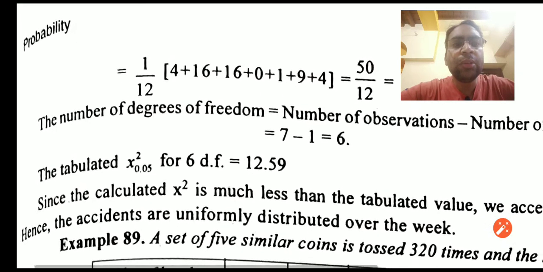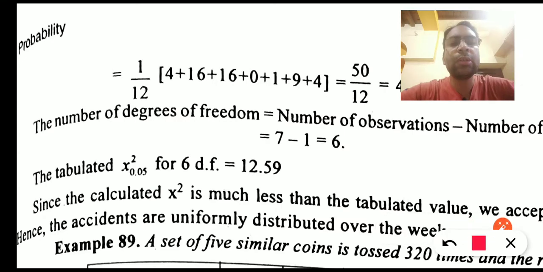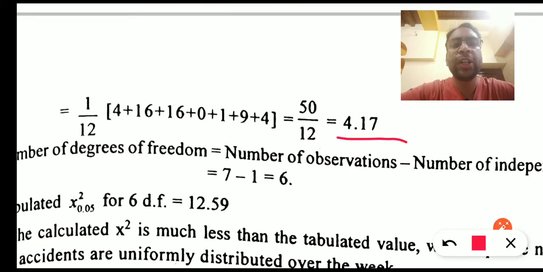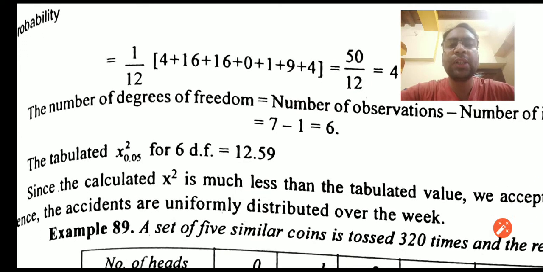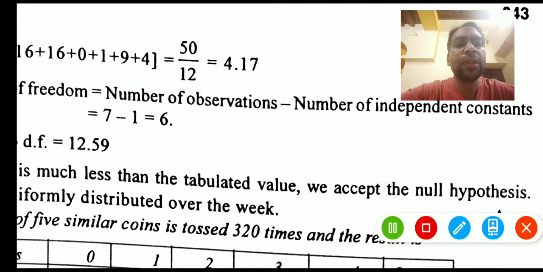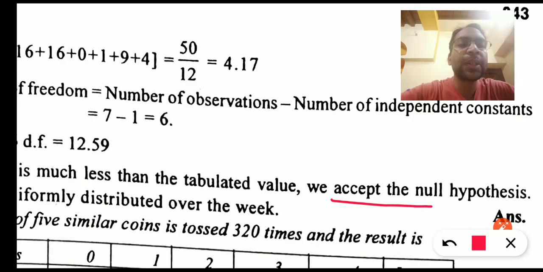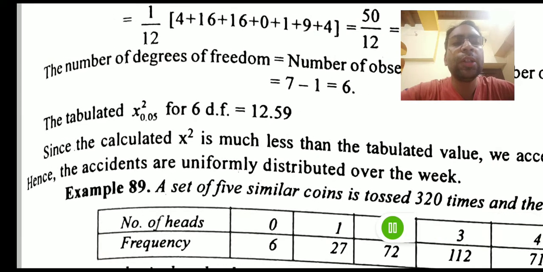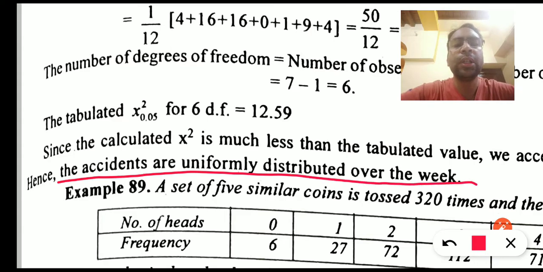Now the standard value of chi-square with degree of freedom 6 is 12.59. If we compare the two values, the calculated value 4.17 and the standard value 12.59, we see that the calculated value is much less than the tabulated value. So this is the opposite case, and in this case we'll accept the null hypothesis. On accepting the null hypothesis, we'll conclude that accidents are uniformly distributed over the week.